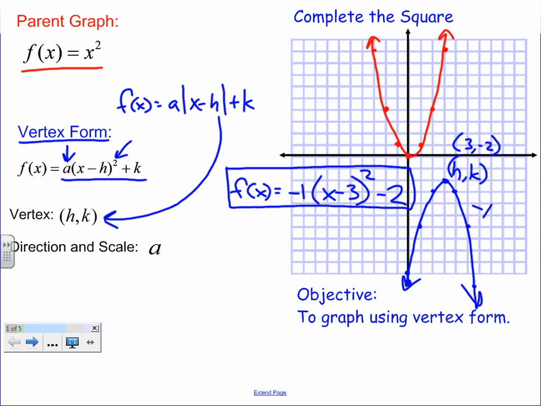So again, vertex form is a friendly version because it gets right to the heart of the vertex, and we can see the direction, the placement, everything very easily. So the question is, how do we get it into vertex form? Well, we complete the square. So we're going to see that here in the next two examples.